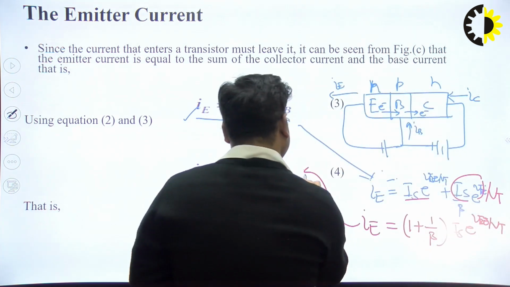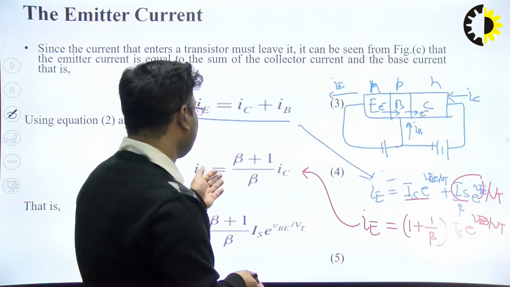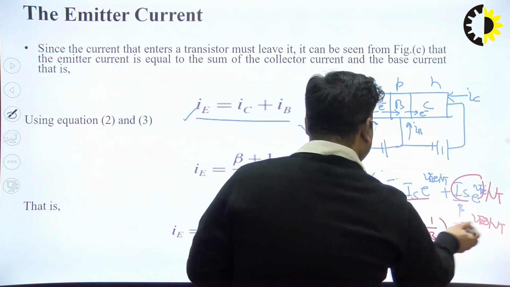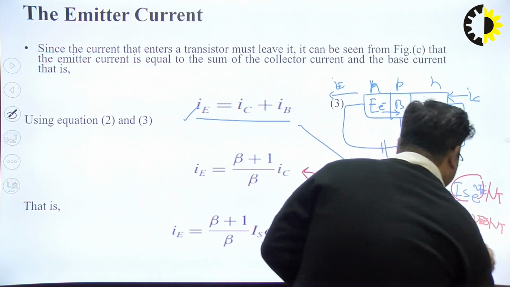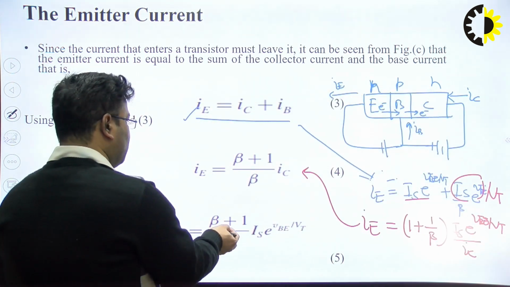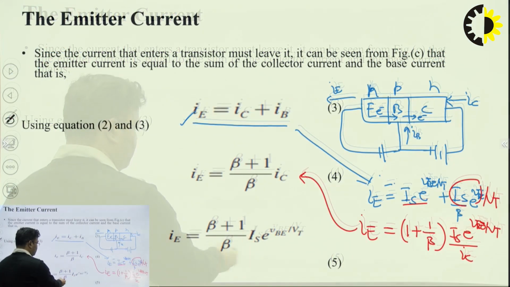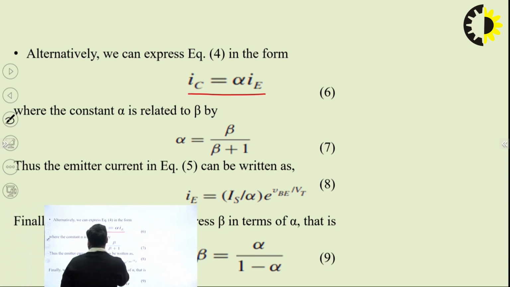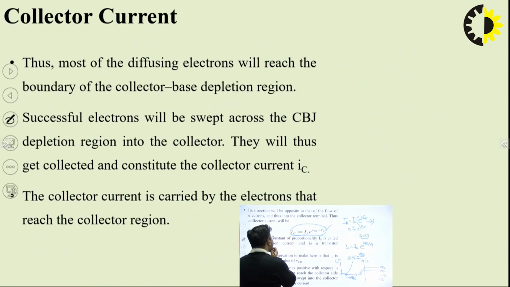So equation 4 is obtained, that is IE is equal to beta plus 1 upon beta IS e to the power VB upon VT. This is basically IC. So IE is equal to beta plus 1 upon beta IC, this is equation number 5. And also we know that IC is equal to alpha IE. From where is it obtained?